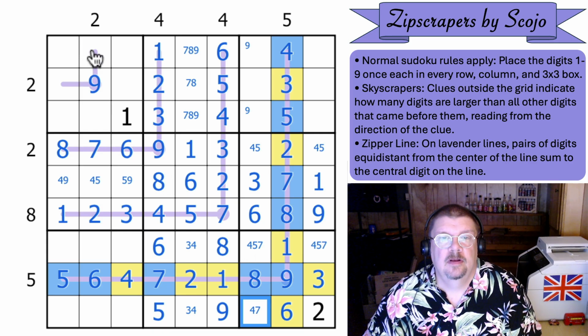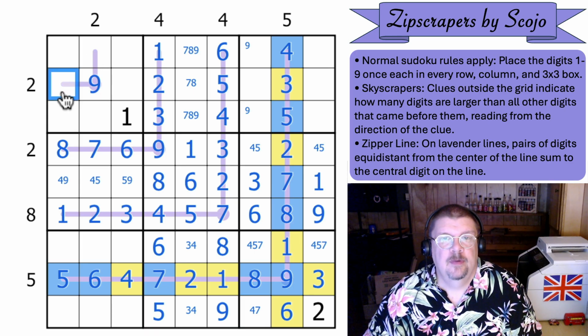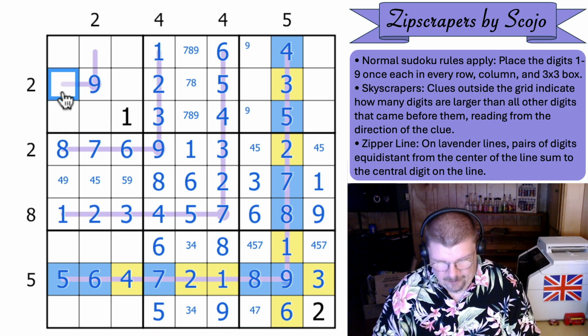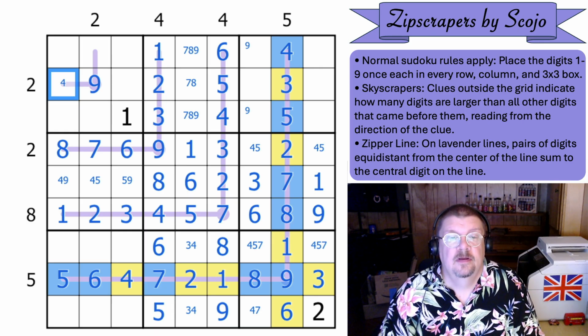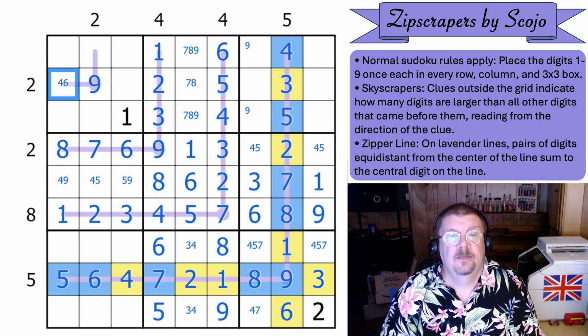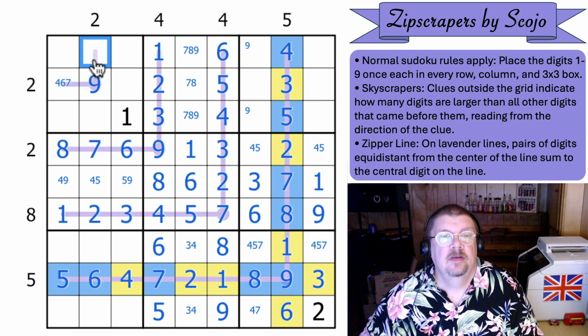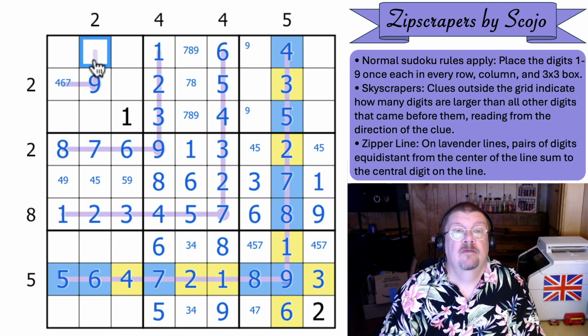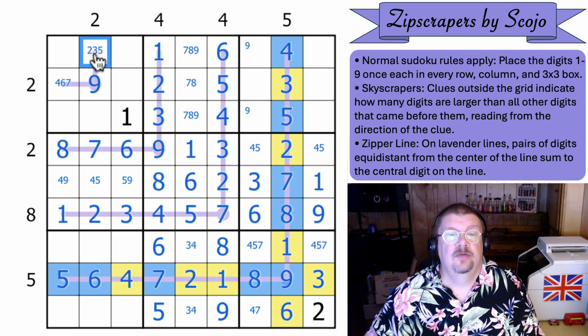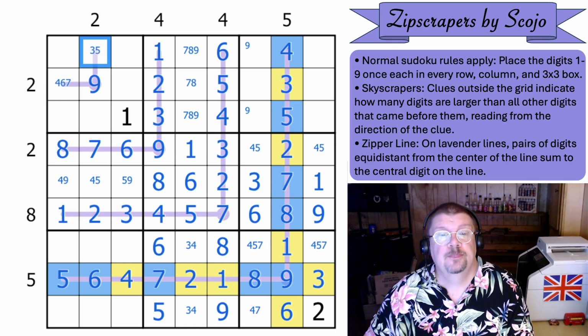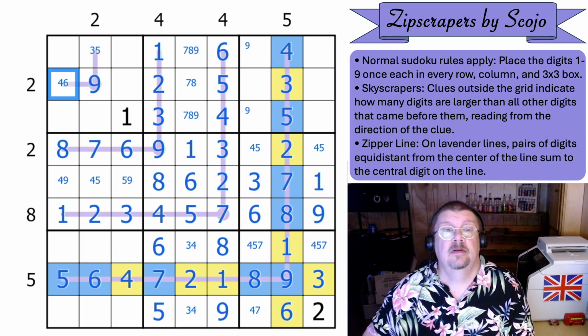All right, maybe it's something on this line. This digit cannot be 1, 2, 3. Could be 4, can't be 5. Could be 6. Could be 7. Can't be 8. That's just by plain Sudoku. So this would have to be 5, 3, or 2 in order to sum to 9. Well, it can't be a 2 by Sudoku, so that's not a 7.